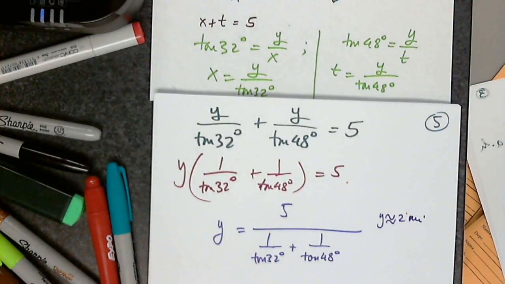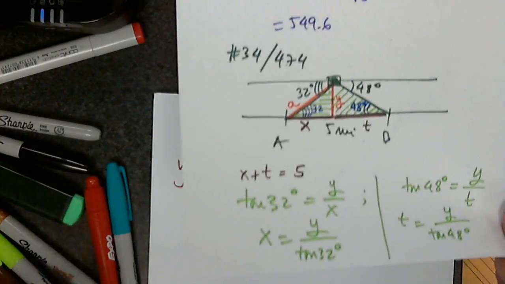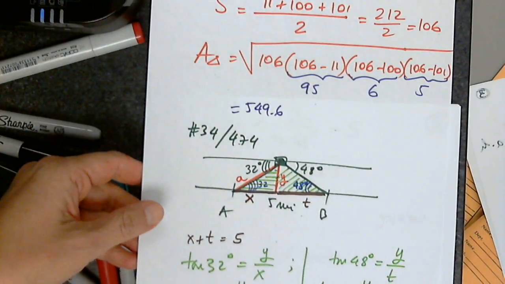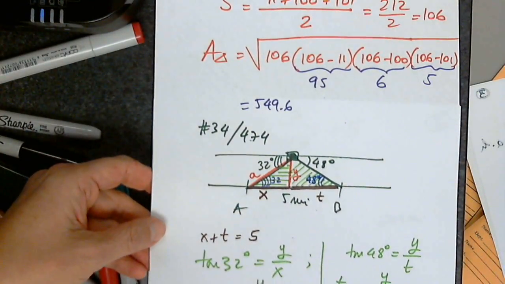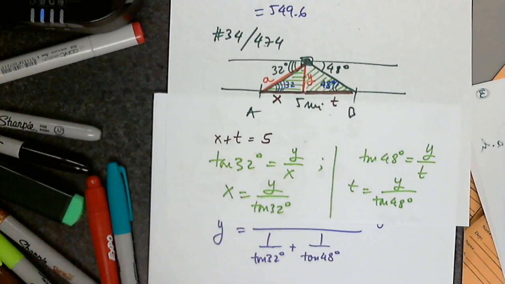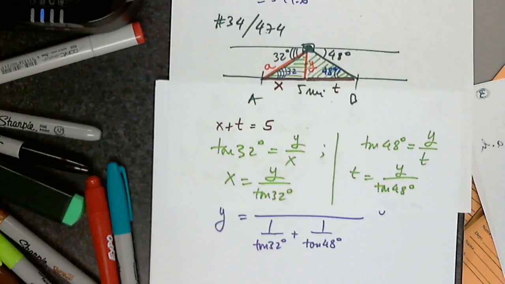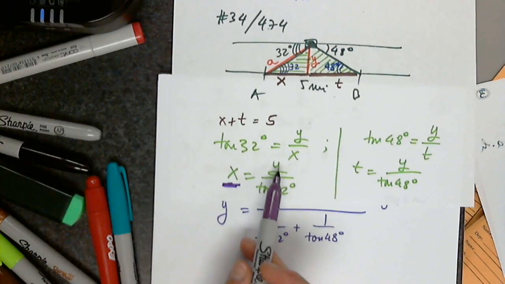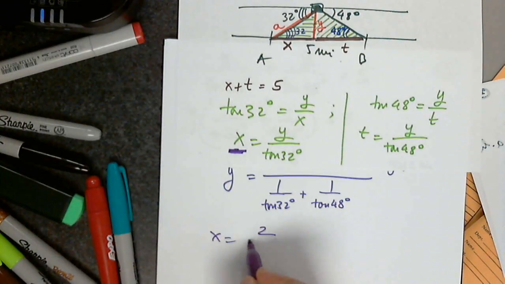Good. So now coming back to my graph, can I determine the distance between the plane and milepost A? Yes, because I have y. And now I can determine x. Look here. I can find x in a blink. I have x because I have y. So then x equals 2 divided by tangent 32.